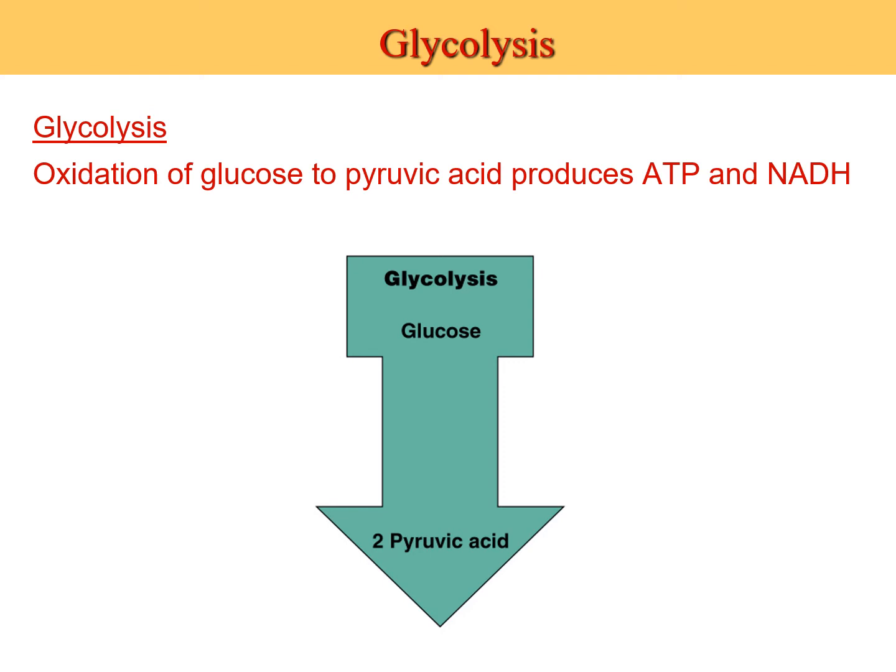So let's start with the first stage, glycolysis, oxidation of glucose to pyruvate or pyruvic acid, which in terms of the carbon skeleton, the glucose, the carbohydrate, gets converted into two pyruvate or pyruvic acid molecules. In terms of high energy compound molecules, ATP and NADH are produced.